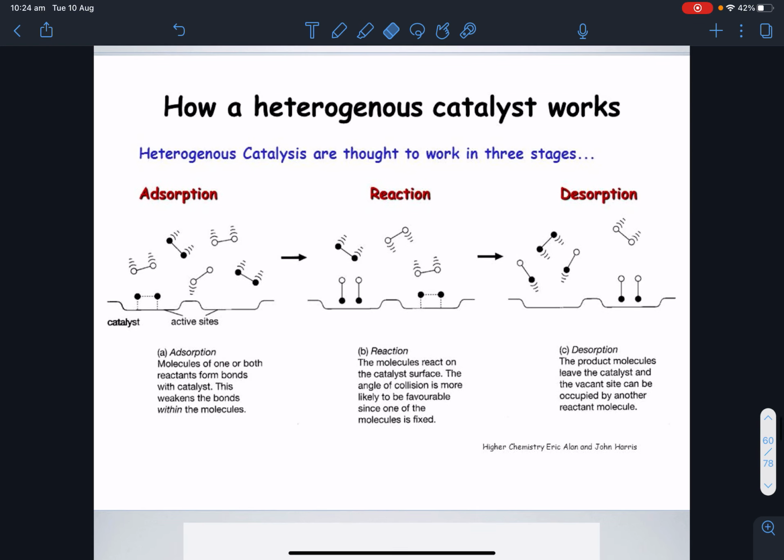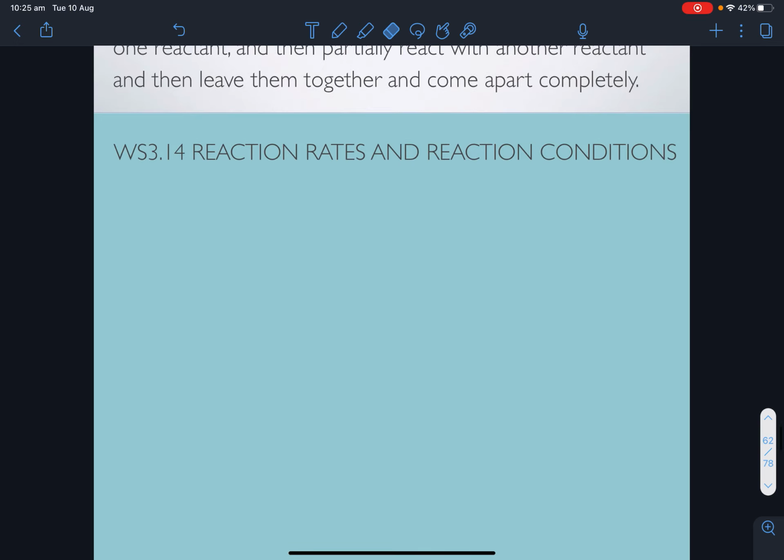Here we call them heterogeneous catalysts because it's a solid chunk in a gaseous chamber. All right, we're going to leave it there, and there's a worksheet to do.